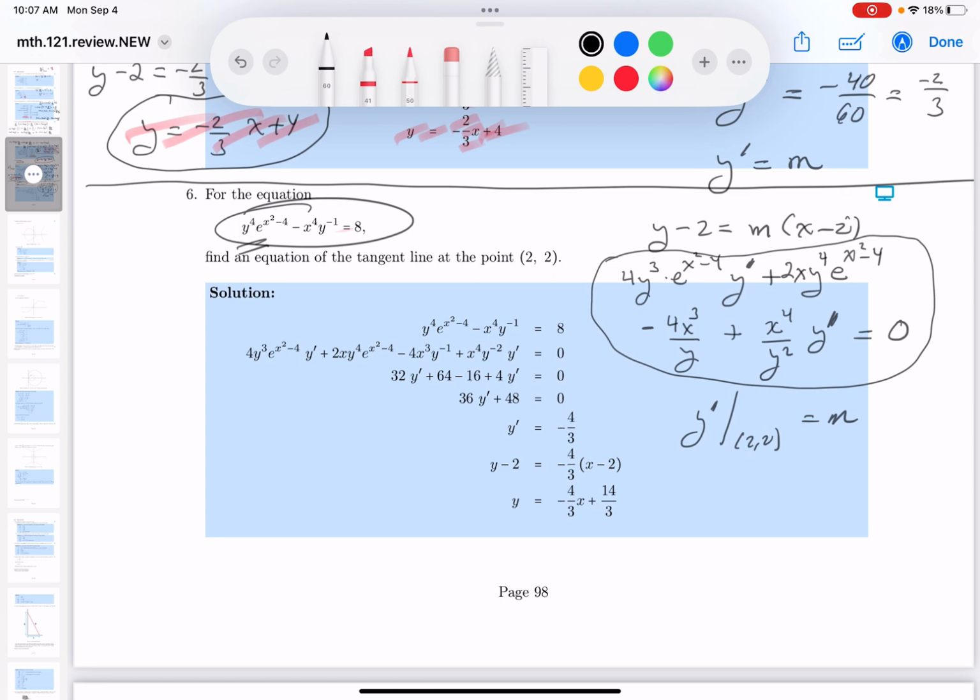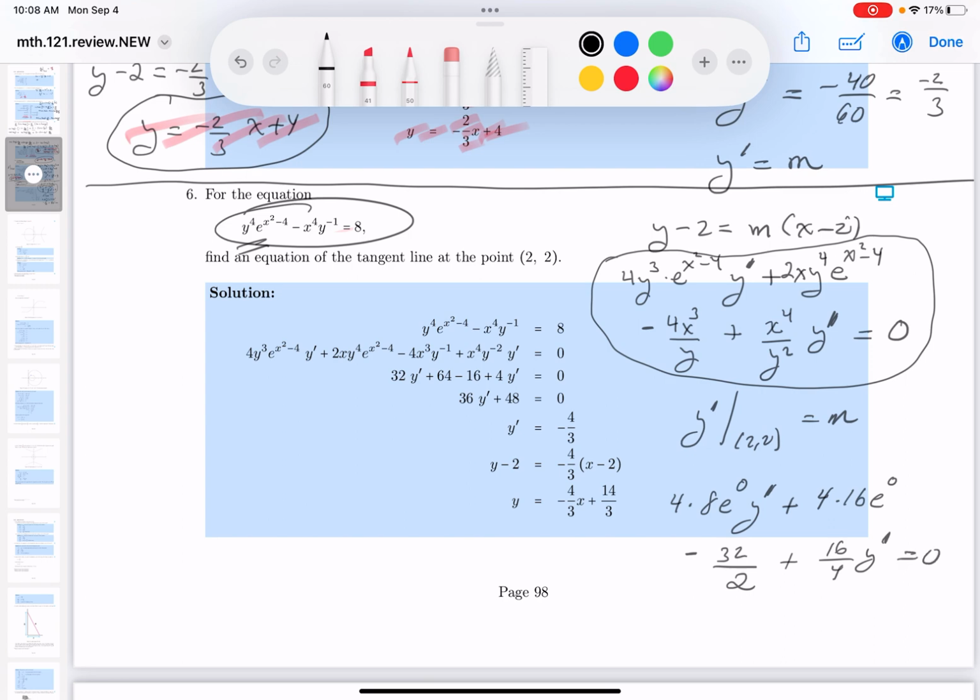Let's put it in. And yeah, be careful about it. I'll write it down for you. 4 times 2 cubed, which is 8. And then I get e to the 0, y prime. Plus 2 times 2 is 4. And y to the fourth power would be 16. And that's going to be e to the 0. All right, let's keep going. Minus, well, it's going to be 4 times 8, which is 32, over 2. Plus, let's see, 16 over 4 y prime equals 0.